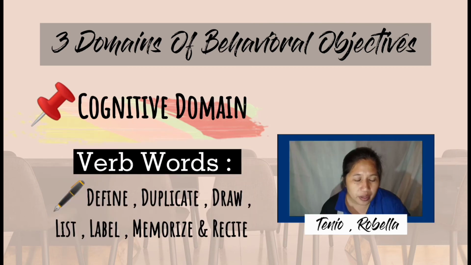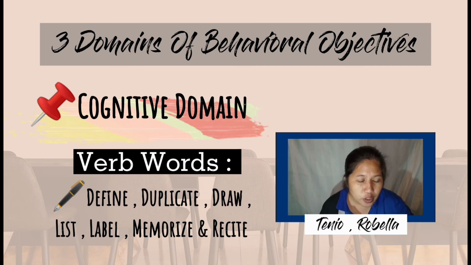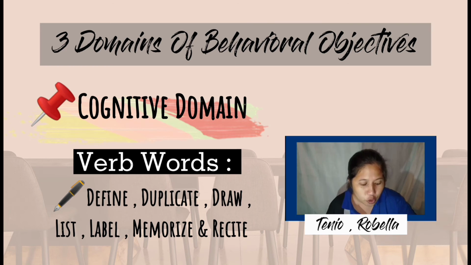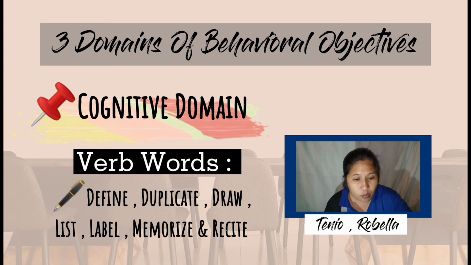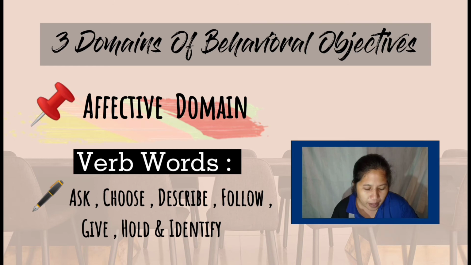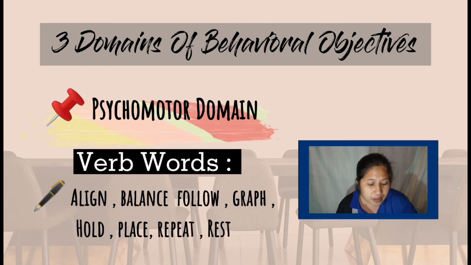In creating your cognitive objective, you can use the verb words like define, duplicate, draw, list, label, memorize, and recite. While in affective domain, you can use the words ask, choose, describe, follow, give, hold, and identify. While in psychomotor domain, you can use the verb words like align, balance, follow, grasp, hold, place, repeat, and rest.